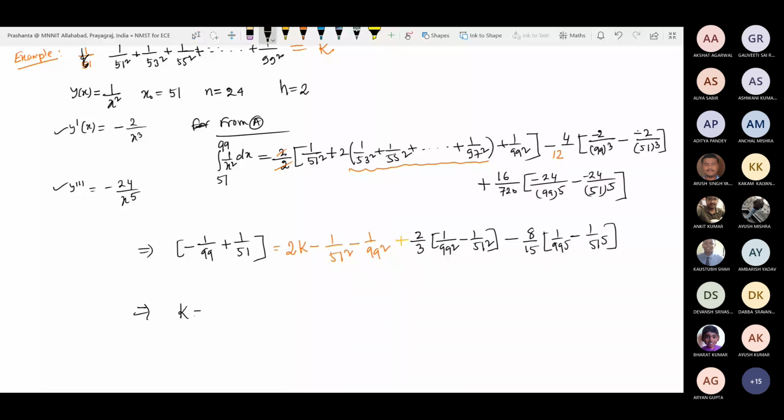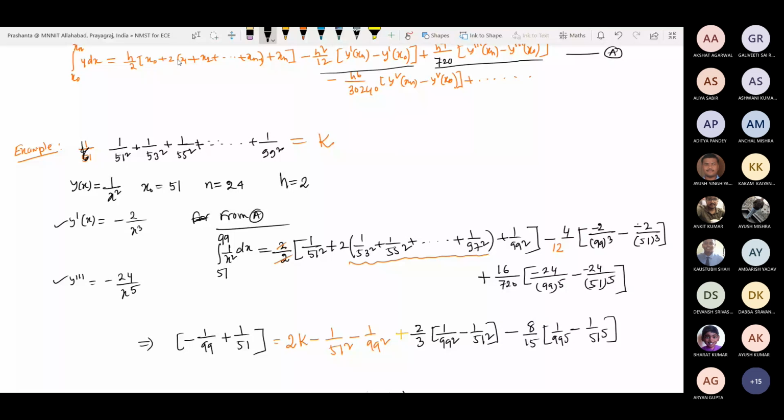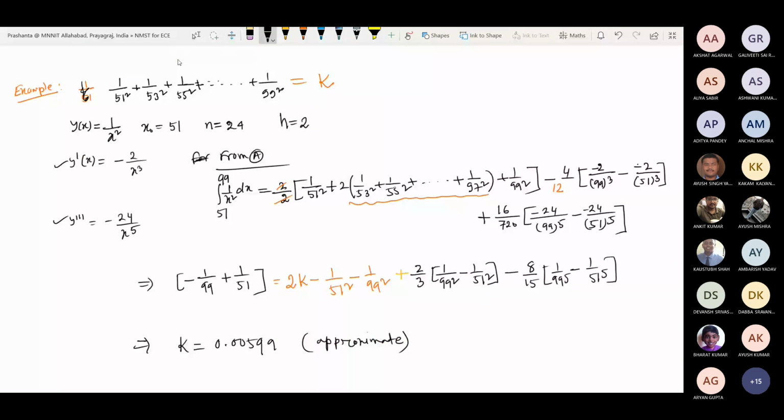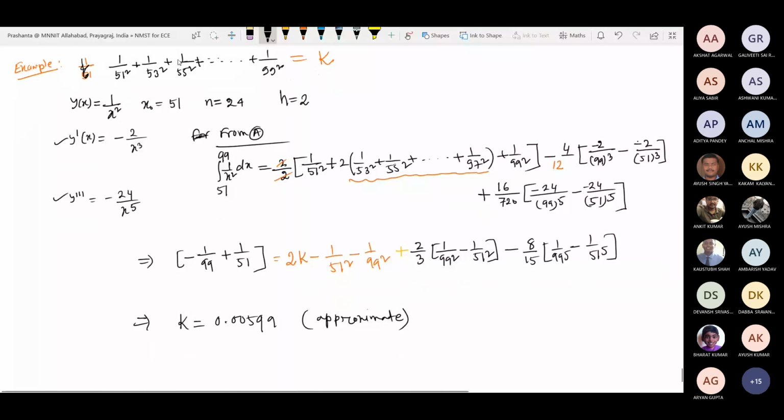You'll end up with k equals 0.0059. This is the approximate value. Some truncated values will be there, so truncation error will be there, and since you are not considering the fifth order derivative and seventh order derivative in formula A, this is an approximate value of the finite series. So this is how you can use Euler-Maclaurin's formula to find the sum of a series.